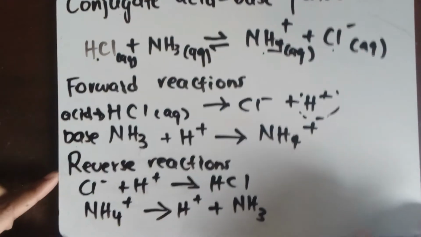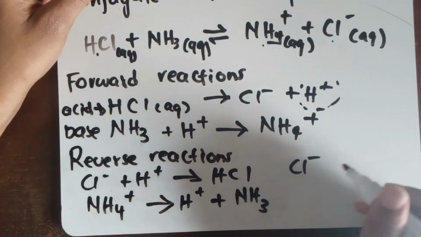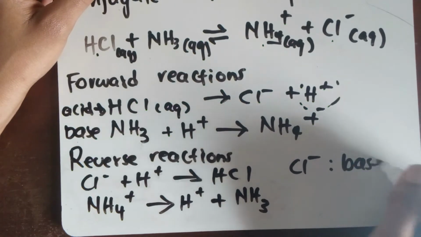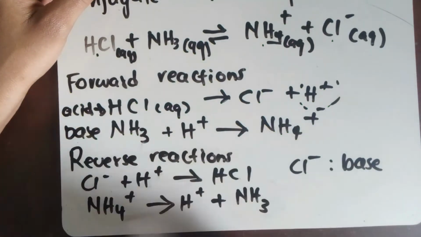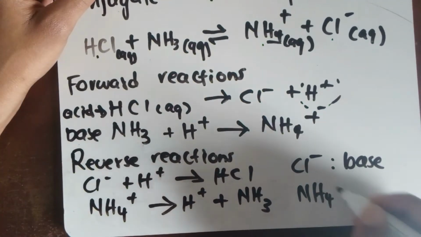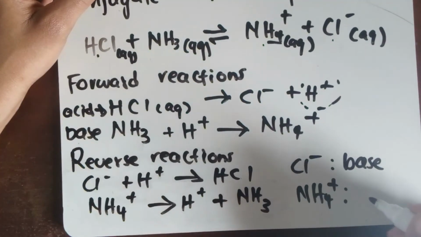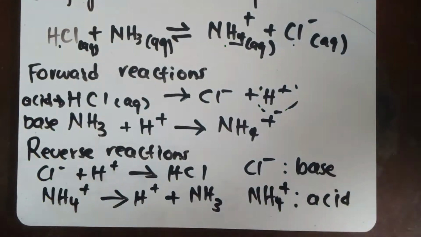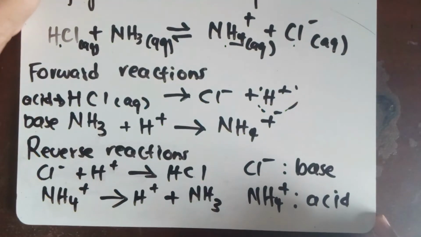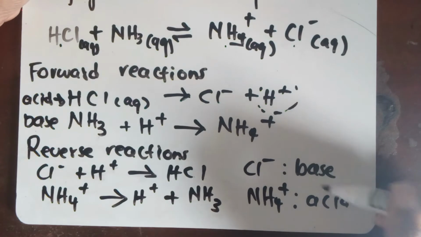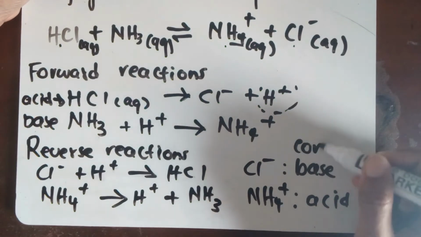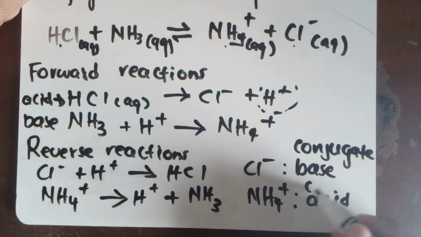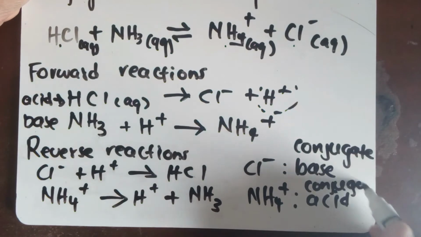So what are you noticing? In this instance, Cl minus accepts a proton, so meaning Cl minus is a base. And here, NH4 plus donates a proton, meaning it is an acid. But when we actually define this, we don't call it just the base, we will say it is a conjugate base. And this one is a conjugate acid.